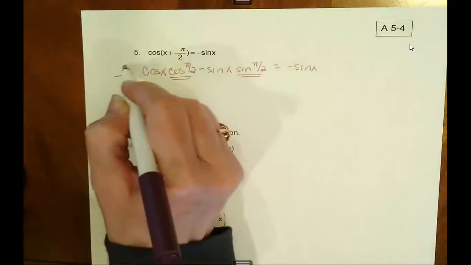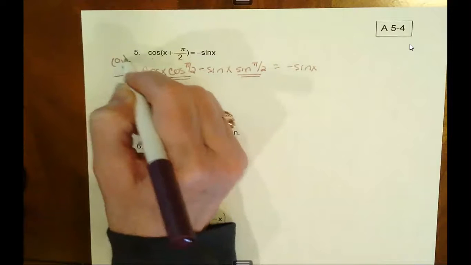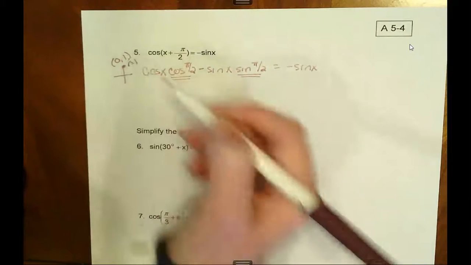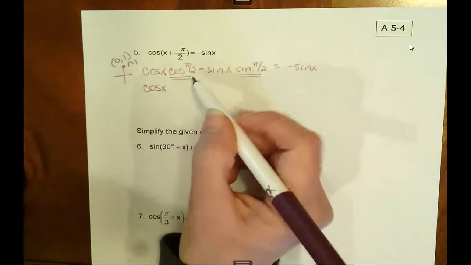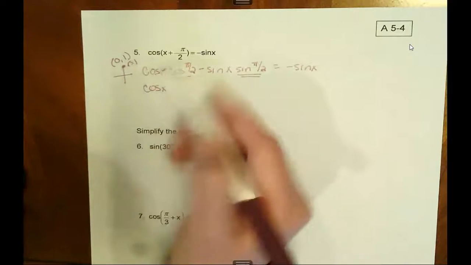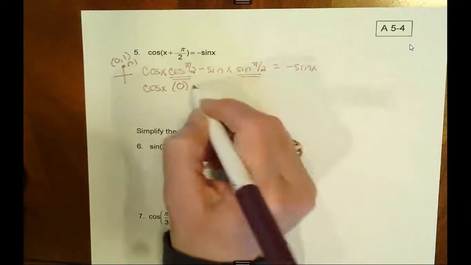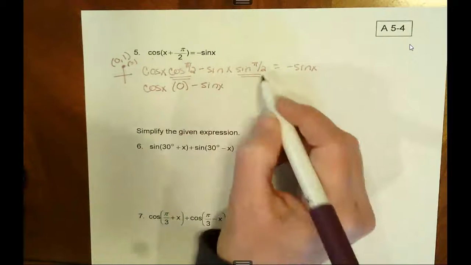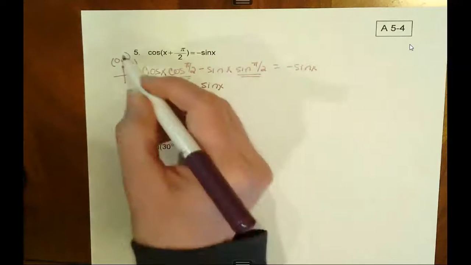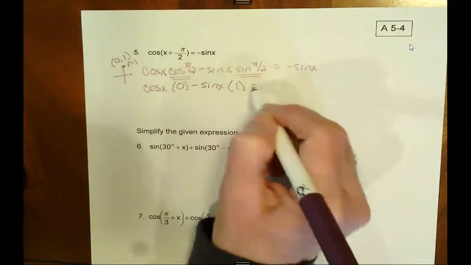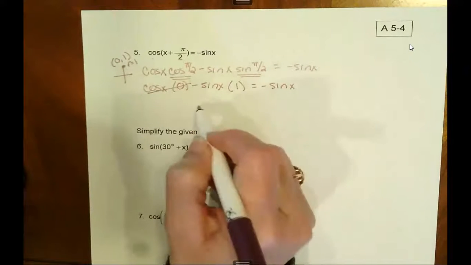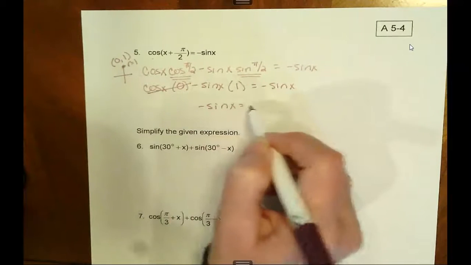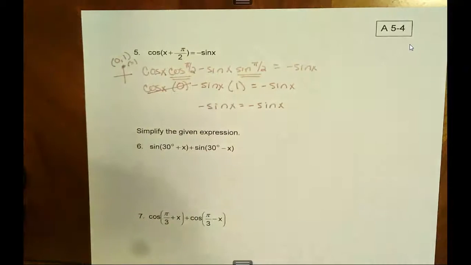Remember, pi halves is up there at the top. X is 0, y is 1, r is 1. So we have cosine of x times cosine of pi halves, and the cosine is x over r, so this is just 0, minus sine of x, sine of pi halves, it's y over r, so this is 1, equals negative sine x. So this is just 0, so we have negative sine x equals negative sine x. So number 4 is very, very similar to that.